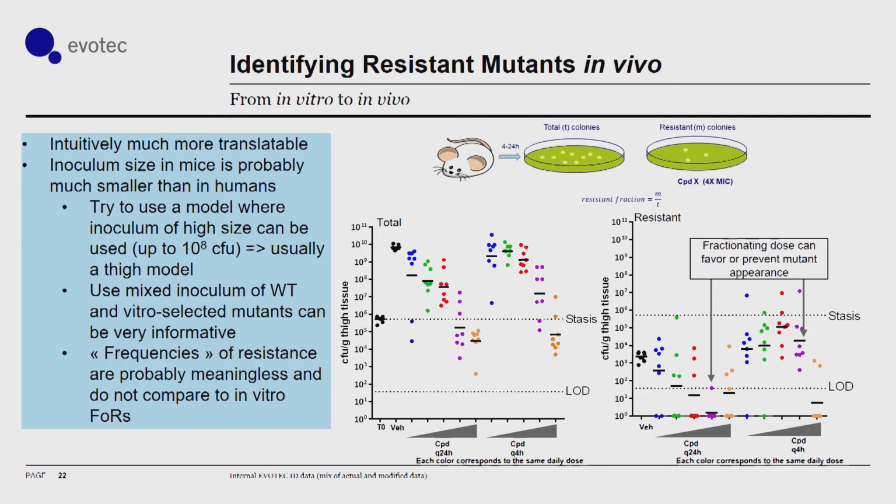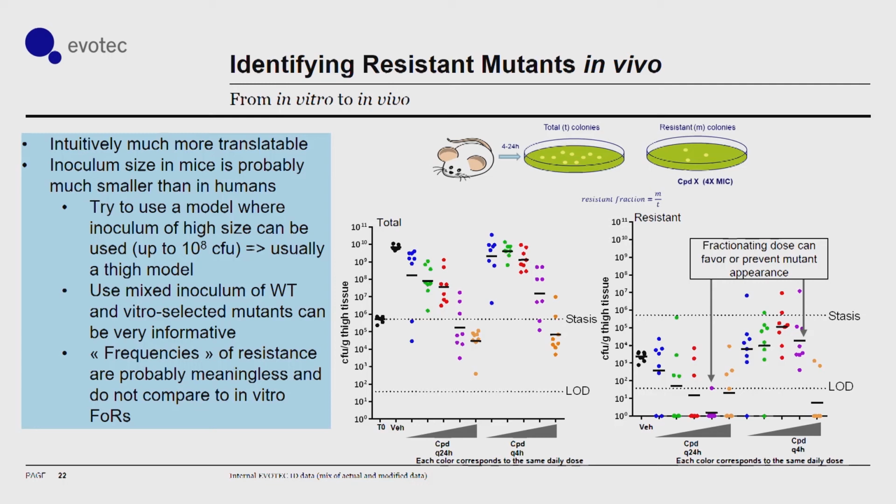The frequency of resistance that you measured in vitro is probably meaningless. This is an example where the compound has a 10^-7 or 10^-8 frequency of resistance in vitro, and here you see that at time 0, when you do the double plating, you got a lot of resistant mutants. So the frequency that you measured in vitro does not reflect what happens even in a simple model in vivo. Yet the compound works, so it is a dose response. And you see that the compound is really working, managing to achieve stasis.